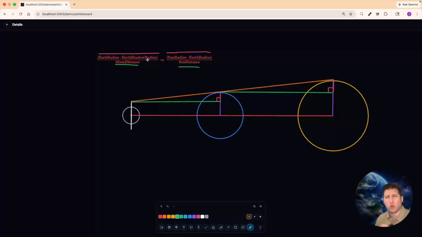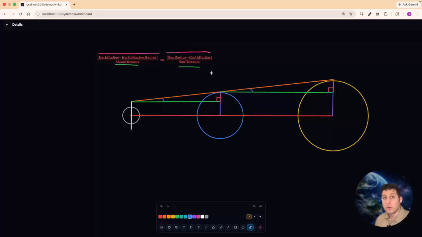Now, why are these equivalent, right? Why did we write them as equals? Well, if you remember from the last time, we know that there's a relationship between the moon distance and the sun distance. We also know that these angles are the same here. These angles are the same for both of these triangles. So we know that the ratios are the same.